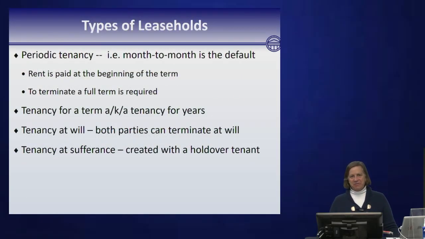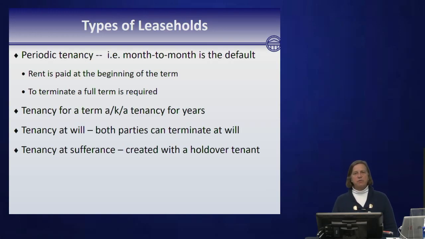Leaseholds, again, very briefly on leaseholds. We'll spend a week on leaseholds if you take real estate law. There are a couple of different types of tenancies that you could have. A periodic tenancy is a tenancy from month to month, and that is the default if you don't specify the type of tenancy that you have. Rent, of course, is paid at the beginning of the term, and to terminate a periodic tenancy, a full term is required. So if you have a month-to-month tenancy, then you would give 30 days notice.